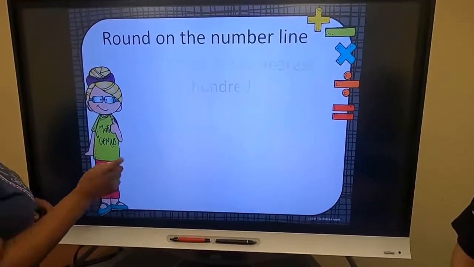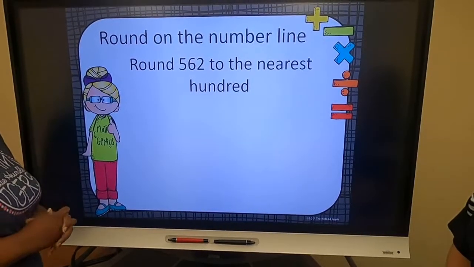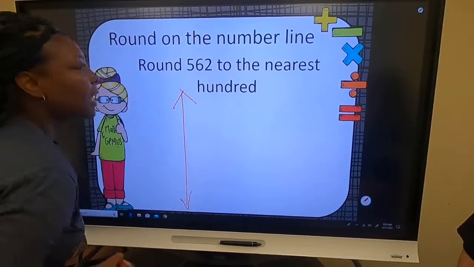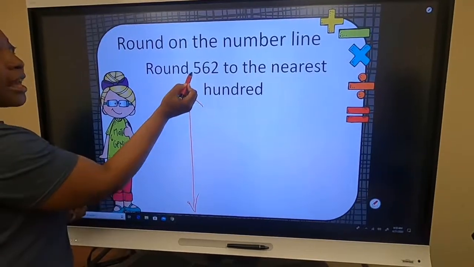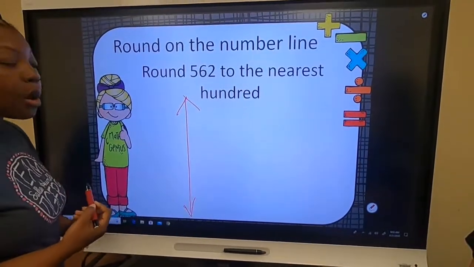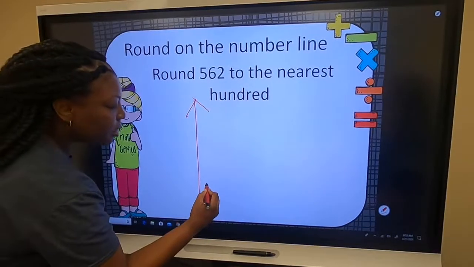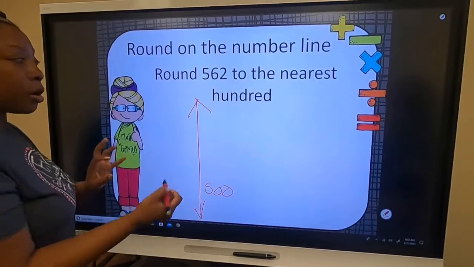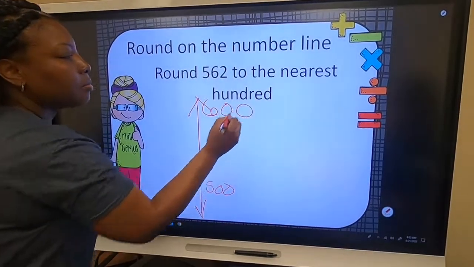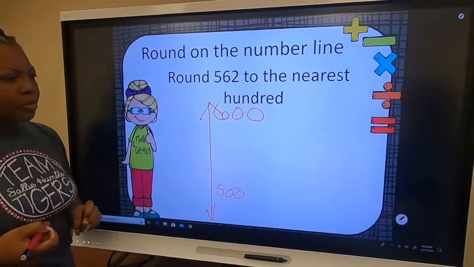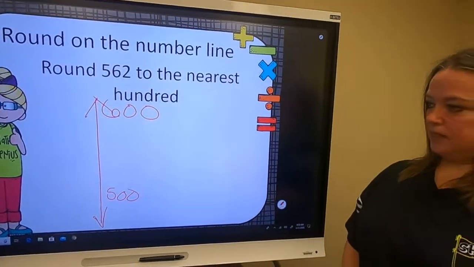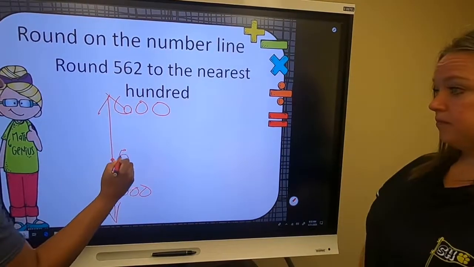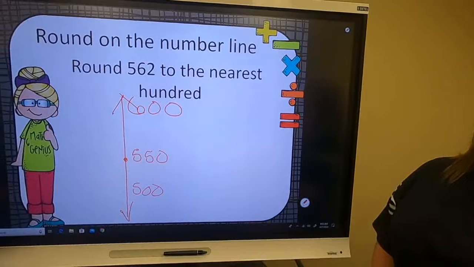Let's look at our next example. We're rounding 562 to the nearest 100. So I'm going to draw my vertical number line, and we're rounding to the nearest 100, and I have a 5 in the hundreds place. So I know my smallest number will be 500. And the next number I'm going to round to, because I'm going to go up one, will be 600. Miss Wilson, what do you think the midpoint will be between 500 and 600? I believe that's going to be 550. 550, I think so. I think that would be it too, Miss Wilson.